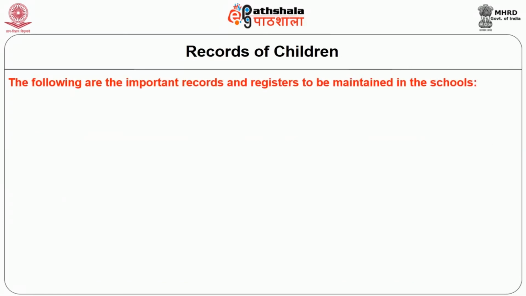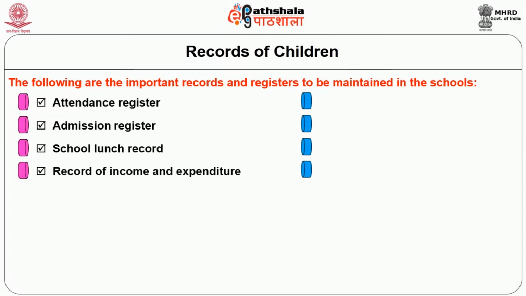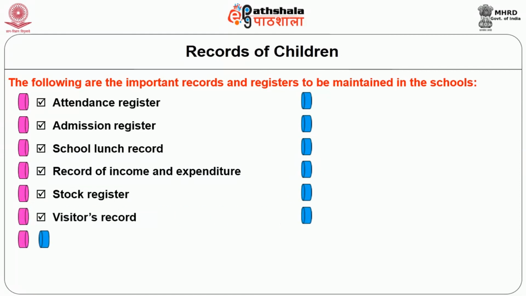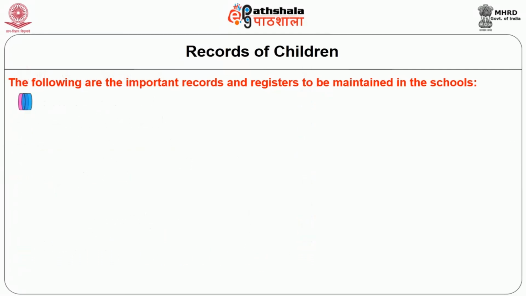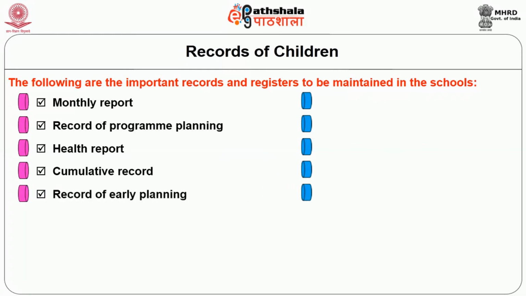The following are the most important records and registers to be maintained in the schools: attendance register, admission register, school lunch record, record of income and expenditure, stock register, visitors record, parent education program record, daily record, monthly record, record of program planning, health report, cumulative record, record of early planning. Under that you have records of children and maintenance and administrative records of preschools.